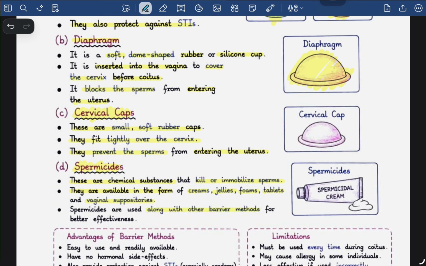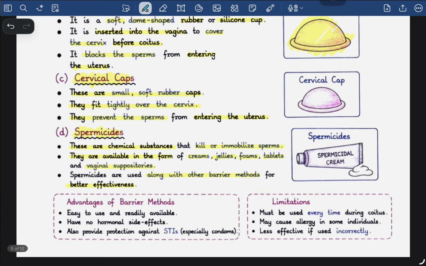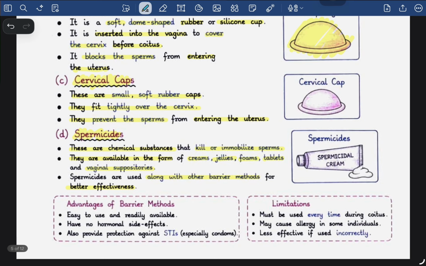Spermicides are used along other barrier methods for better effectiveness. Sometimes, even after using spermicidal cream, there are conditions where you can see that the sperm is fertilizing an ovum. So these spermicides are used alongside the cervical caps or diaphragm or condoms so as to make sure that the effectiveness of barrier method is obtained at its highest level. What are the advantages? It is easy to use and readily available. It has no hormonal side effect, and it also provides protection against STIs or sexually transmitted infection.